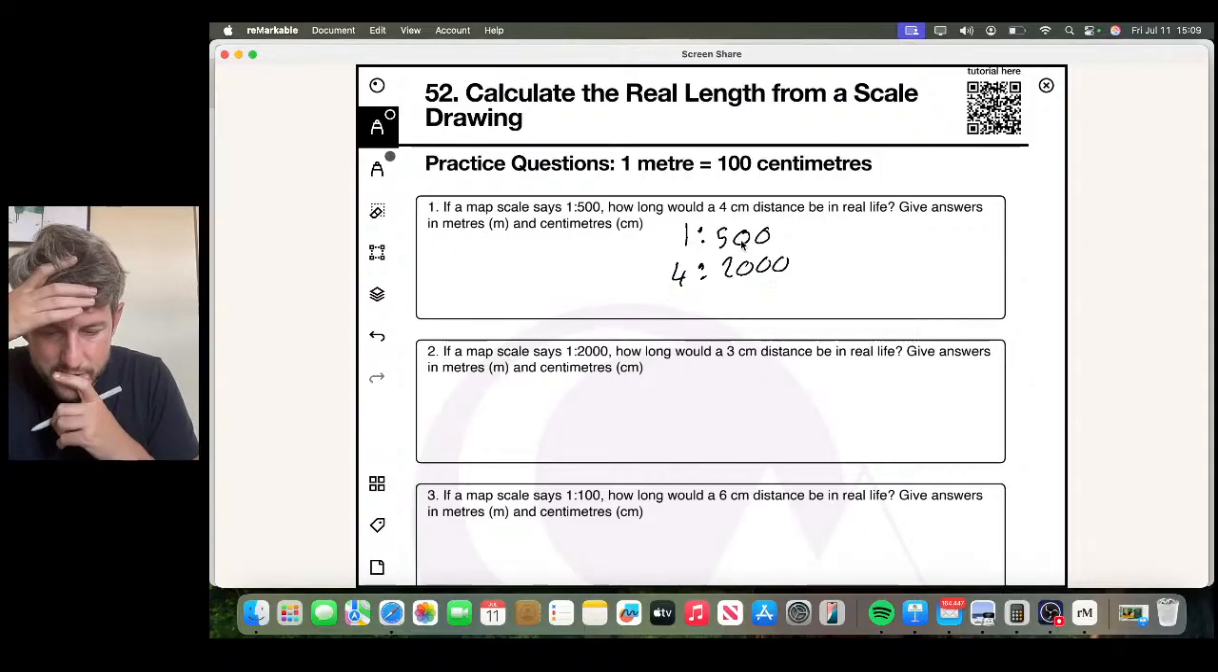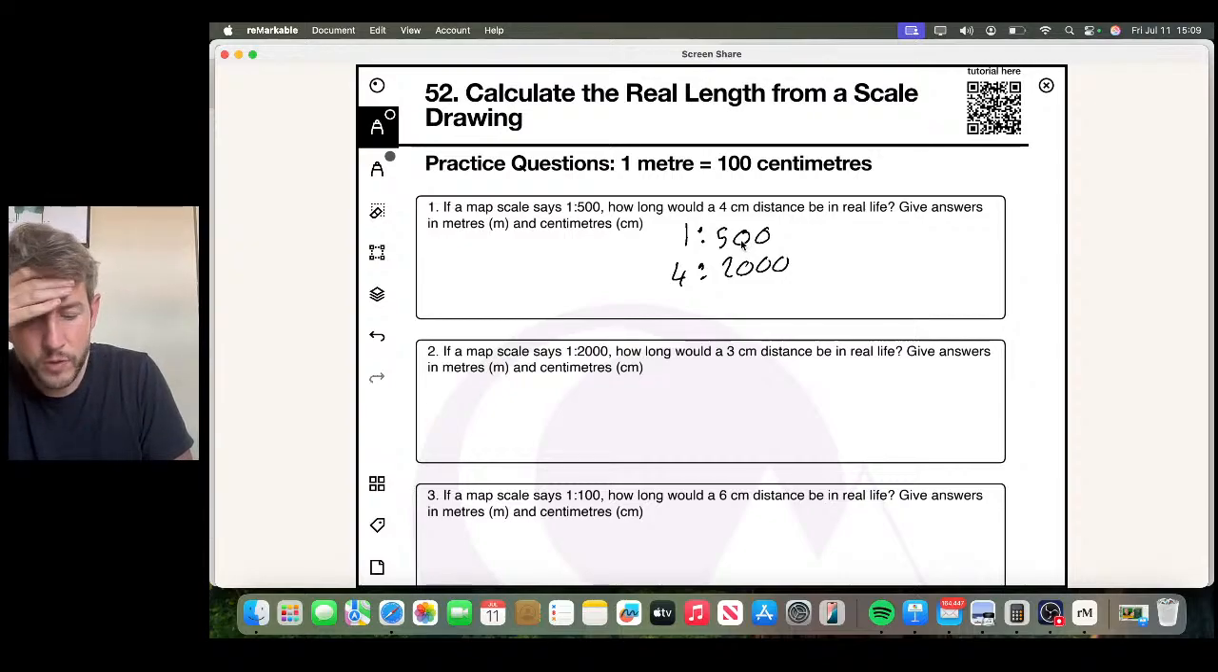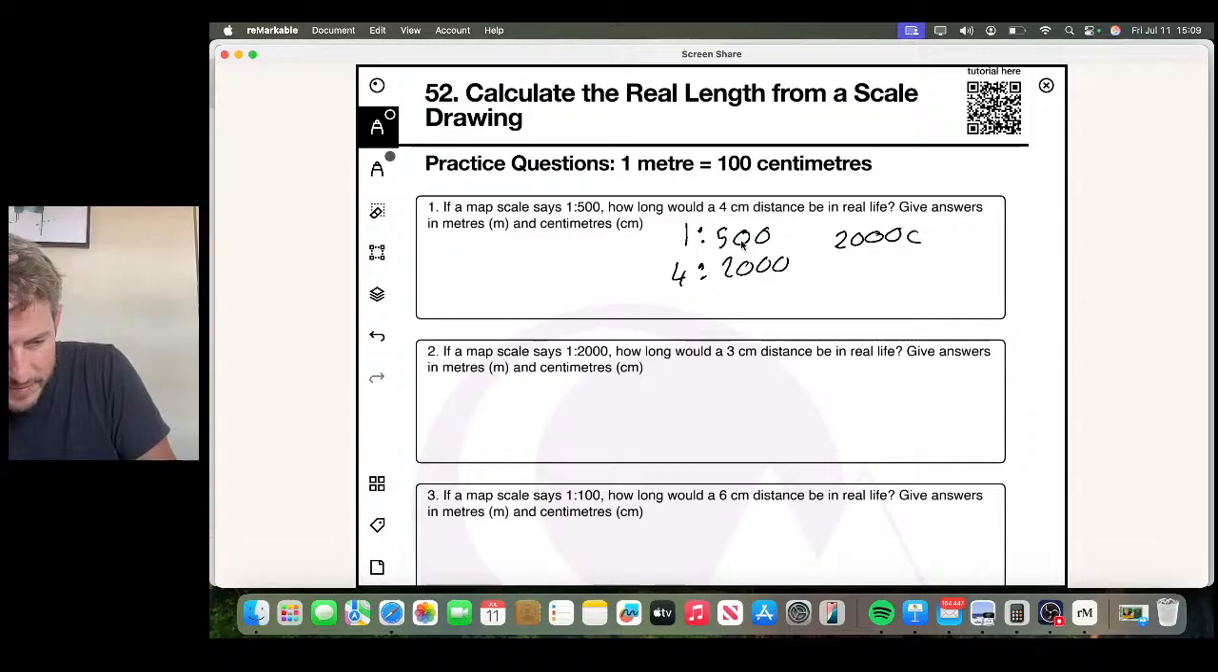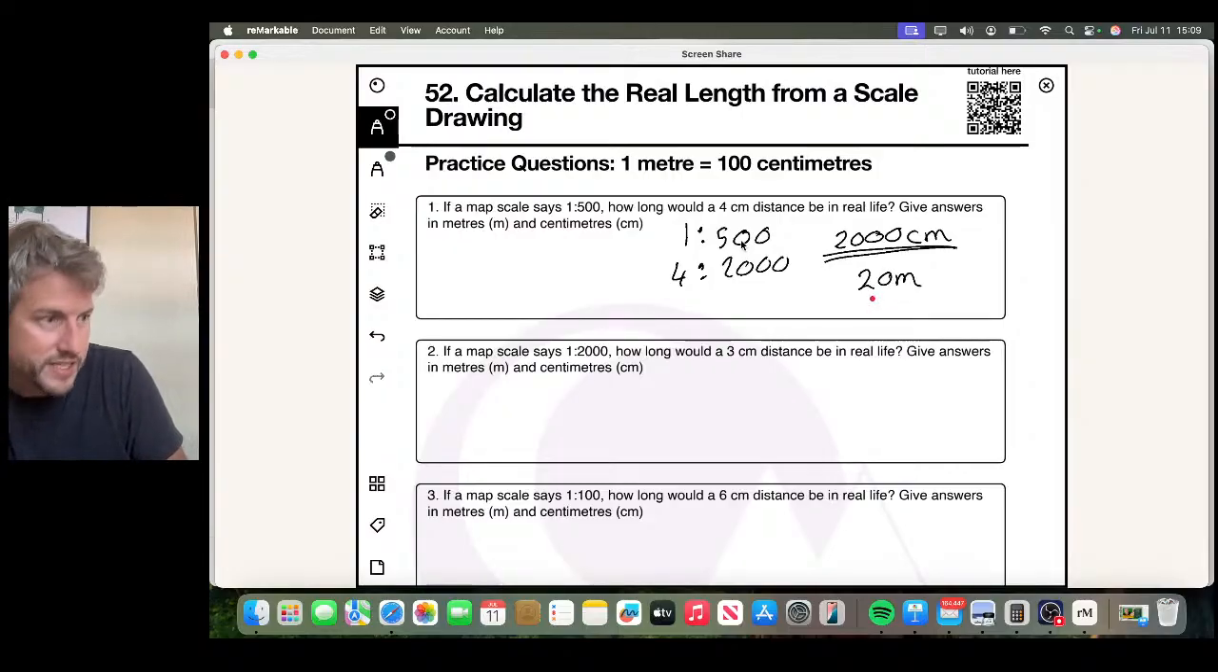Okay. So if it's 4 centimetres on the map, in real life it's 2,000 centimetres. And then 1 metre is 100 centimetres. So 2,000 centimetres is 20 metres. Okay. So there we go. So it's 2,000 centimetres or 20 metres.